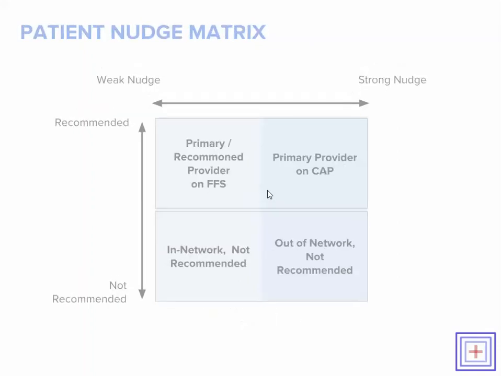The next matrix here is the patient nudge matrix. So essentially, how strong do these payers nudge their patients towards you, and do these payers recommend you or not? So you could be a capitated contract where all those patients have to come to you, or you could be out of network and not recommended, and those patients are realistically rarely going to come to you. So that's kind of the spectrum of how that nudge could work.